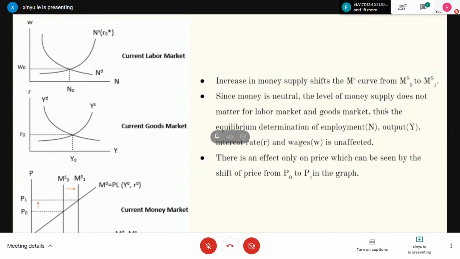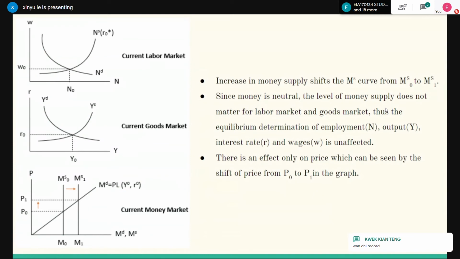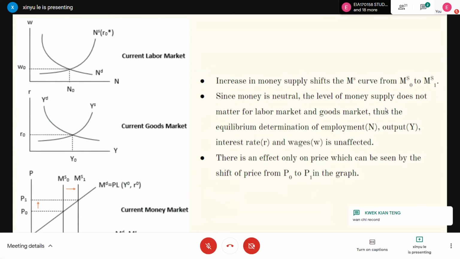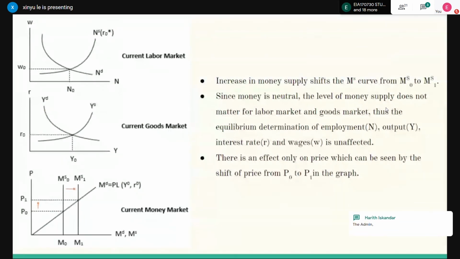So the increase in money supply shifts the money supply curve from MS0 to MS1. Since money is neutral, the level of money supply doesn't matter for the labor market and goods market. Thus, the equilibrium determination of employment, output, interest rate, and wages is unaffected. There is an effect only on prices. Price increases from P0 to P1.